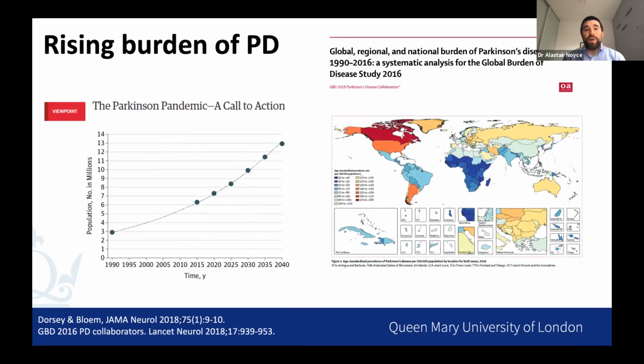Coronavirus is not the only global pandemic. The burden of Parkinson's disease is rising dramatically around the world. This paper from Ray Dorsey and Bas Bloem summarized data from the Global Burden of Disease Study, over on the left panel here, and showed that over the next 25 years, we expect the overall burden of Parkinson's to double from about 6 million to 12 or 13 million. Here on the right side of the screen is the Global Burden of Disease paper for Parkinson's disease, showing the prevalence, or the caseload, of Parkinson's by country around the world.